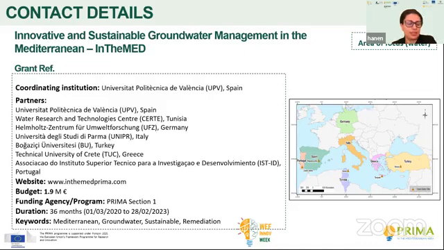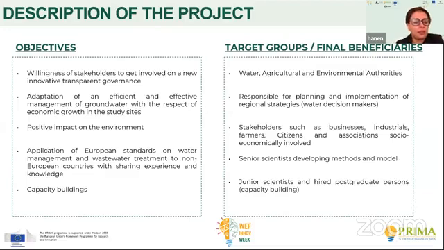Our whole budget is about 1.9 million euro. We are in Prima Section 1. The duration of the project is 3 years. We started from March, but we ask now for 6-month extension because of the pandemic situation. And the project is linked to the water issue. We have 4 main objectives.